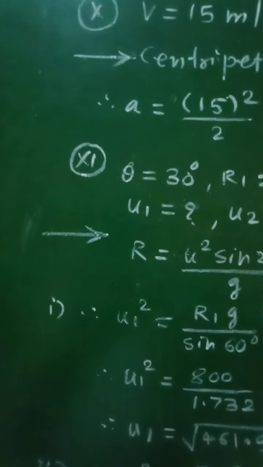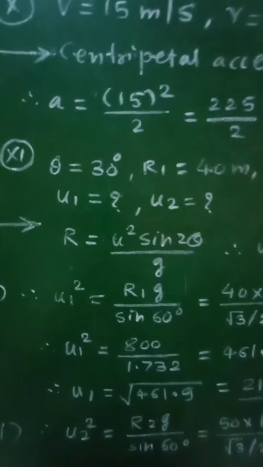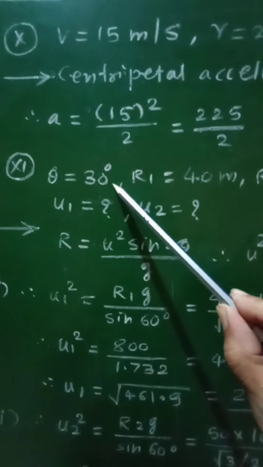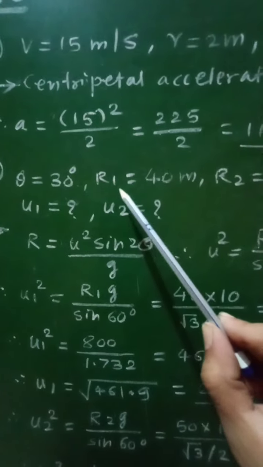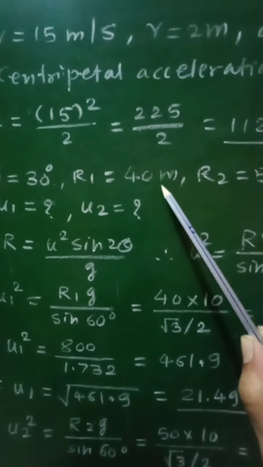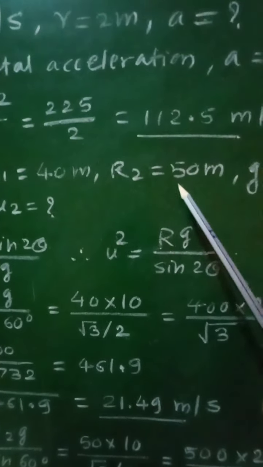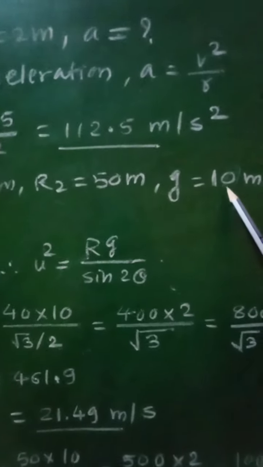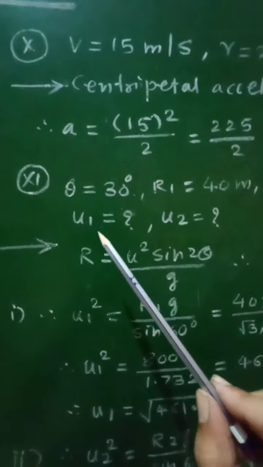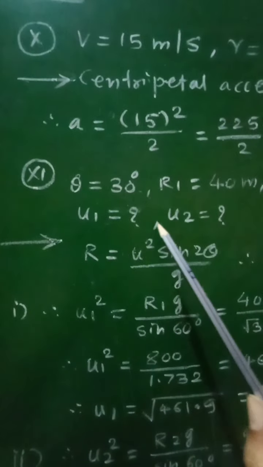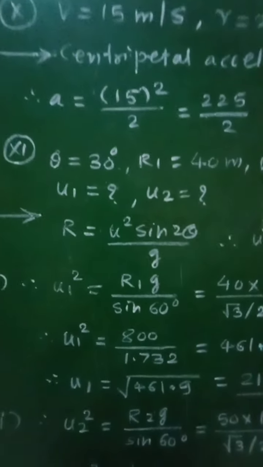Assume g is equal to 10 meter per second square, and therefore for this numerical the given data is theta is equal to 30 degree. R1, that is the first range, minimum range, R1 will be equal to 40 meter. Final range, that is the upper limit of range, R2 is equal to 50 meter. g is equal to 10 meter per second square. And we have to find out the range of initial velocity u, that is u1 and u2.